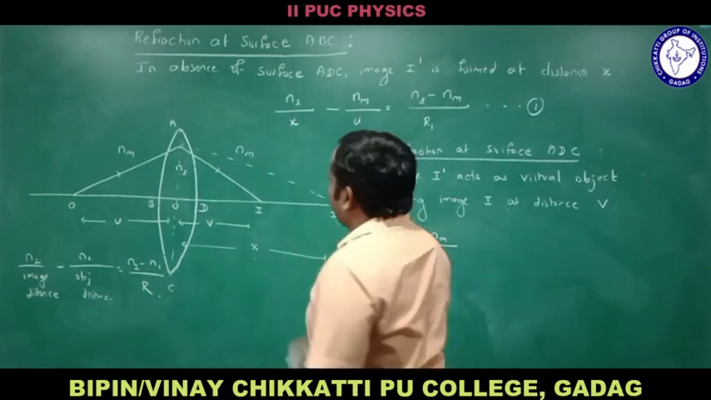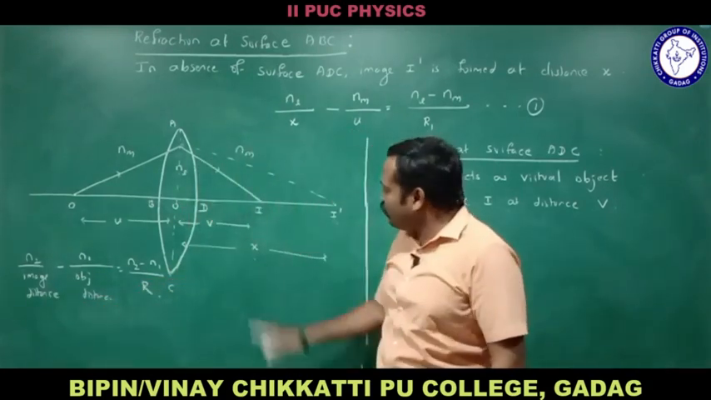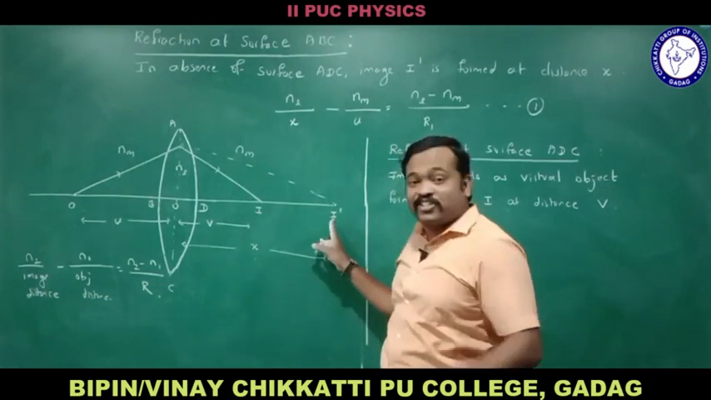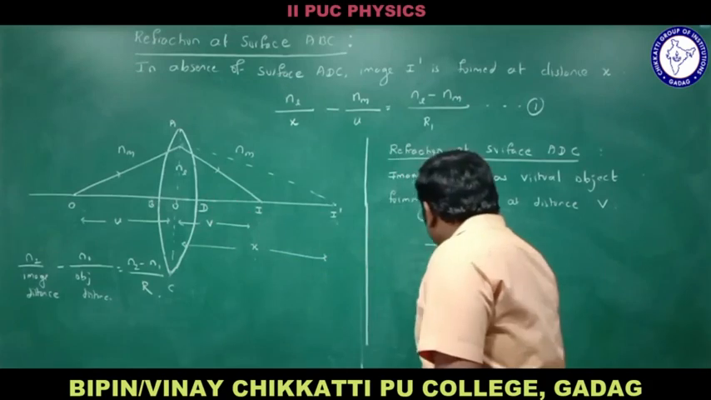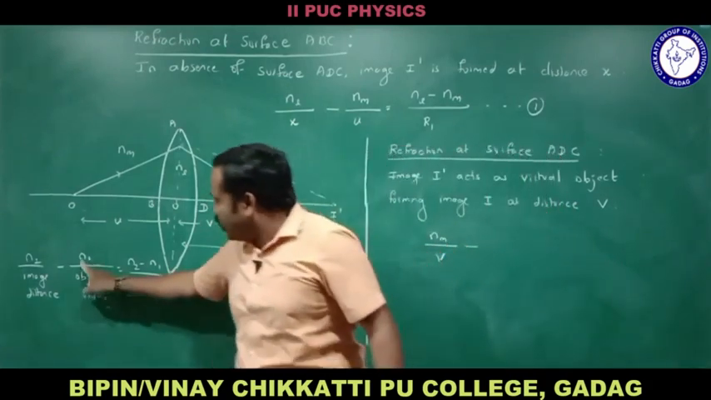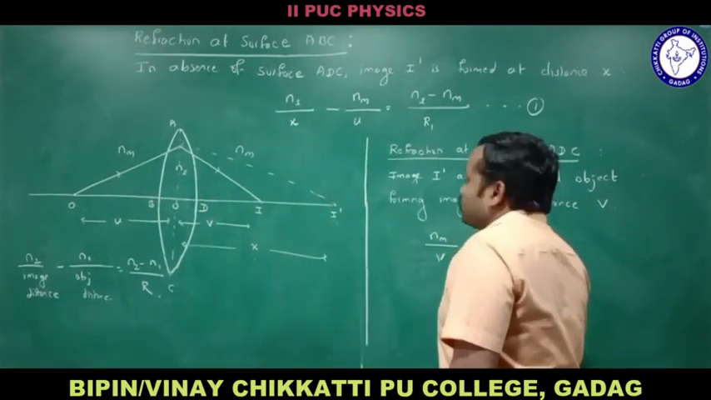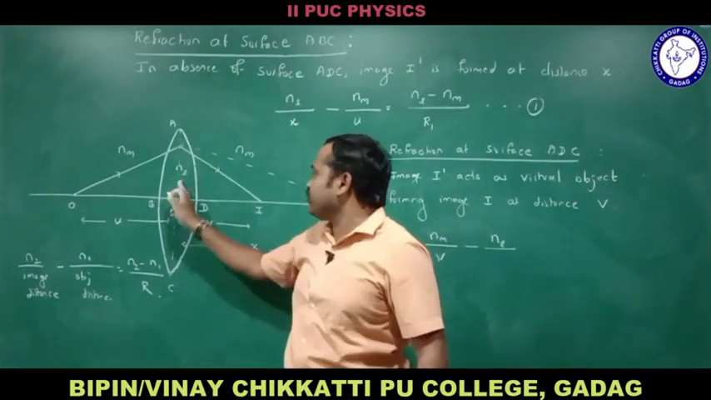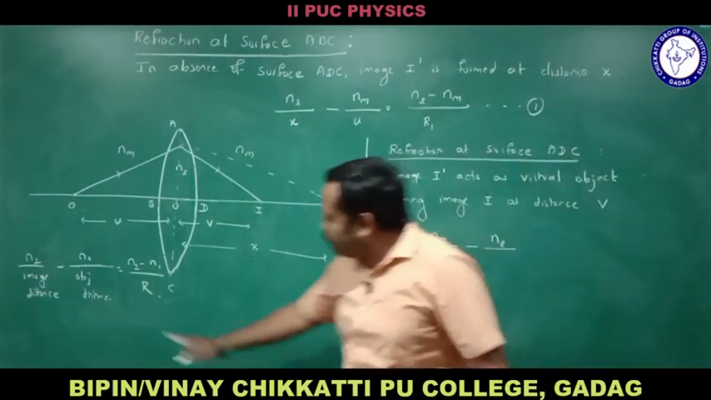Nm divided by image distance. Where is the image formed? This is the image. What is I dash? The virtual object. And what is the image distance? V. So V, minus N1. What is N1 here? NL, because I am speaking about the second refracting surface. This is N1 and this is N2 now. So NL divided by object distance.